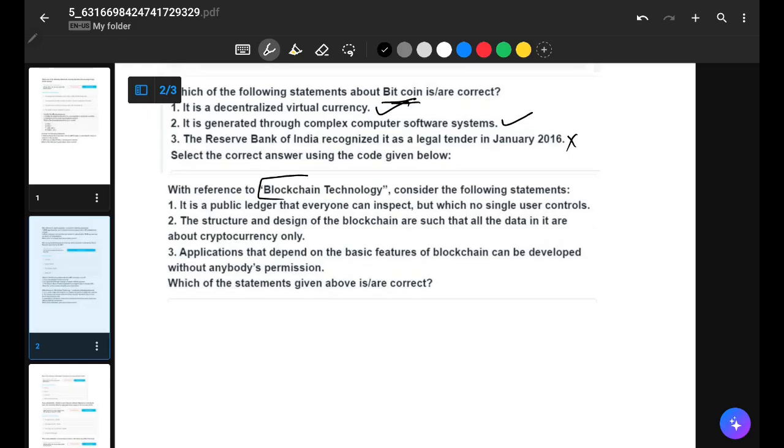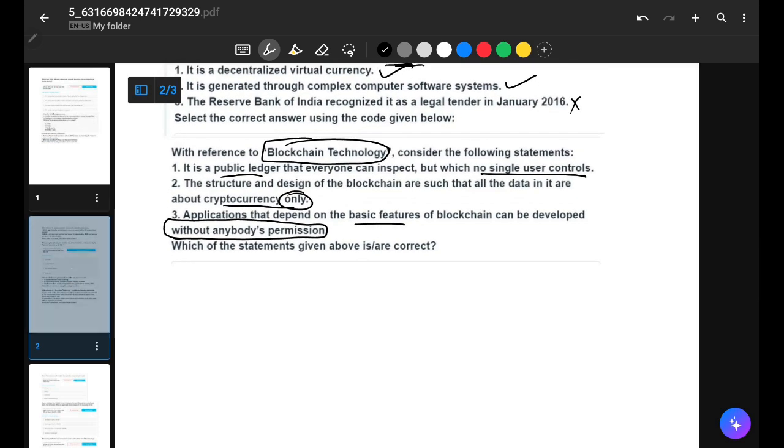Okay. Then regarding blockchain technology, consider the following. It is a public ledger that everyone can inspect, but no single user controls. The structure and the design of blockchain are such that all data in it are about cryptocurrency only. Applications that depend on the basic features of blockchain can be developed without anybody's permission. Pause and answer.